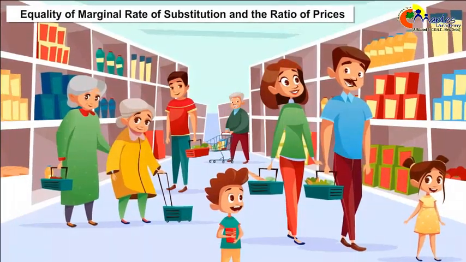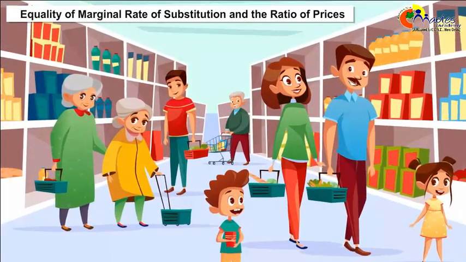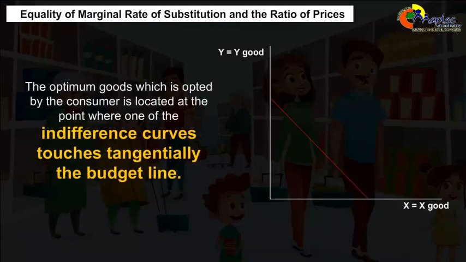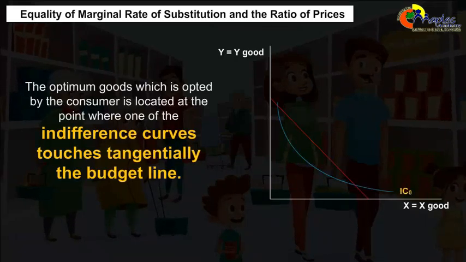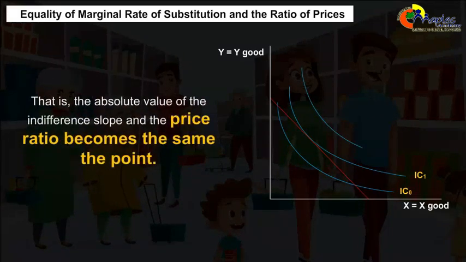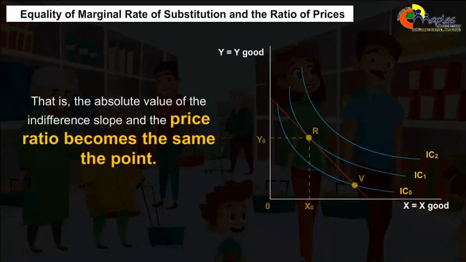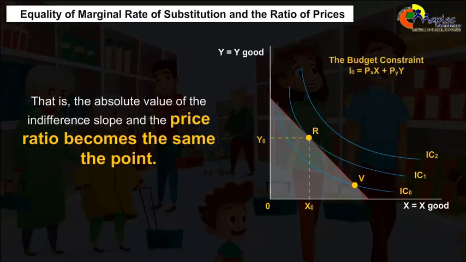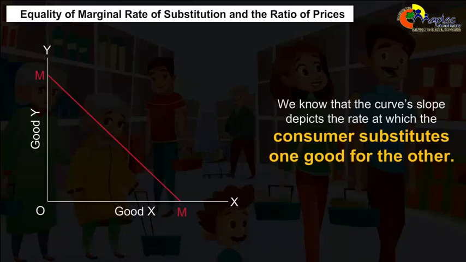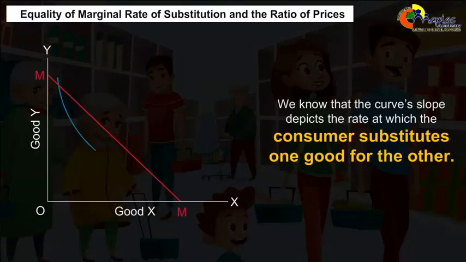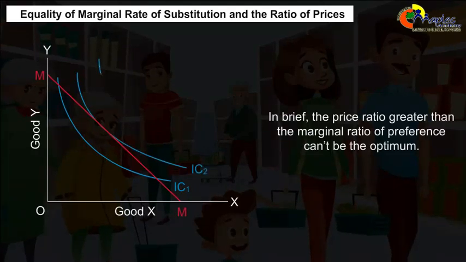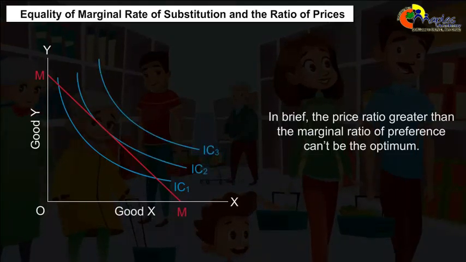Equality of marginal rate of substitution and the ratio of prices. The optimum bundle opted for by the consumer is located at the point where one of the indifference curves touches the budget line tangentially. That is, at this point the absolute value of the indifference curve's slope and the price ratio become the same. We know that the curve's slope depicts the rate at which the consumer substitutes one good for the other. In brief, a price ratio greater than the marginal rate of substitution cannot be the optimum.